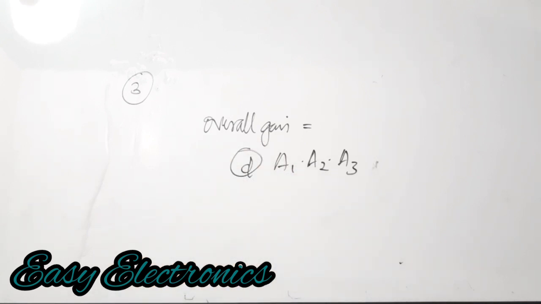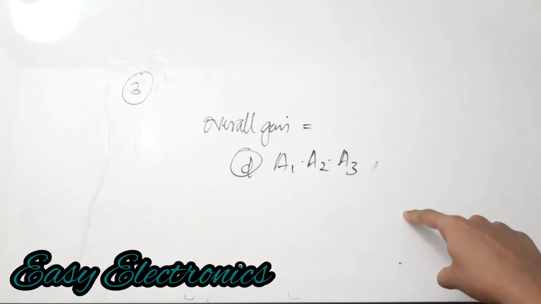So that is a general concept. When we are cascading amplifiers, we actually want to increase the gain. That's why we are cascading, and hence the overall gain will be the product of the individual amplifier gains. Correct answer here is option D.